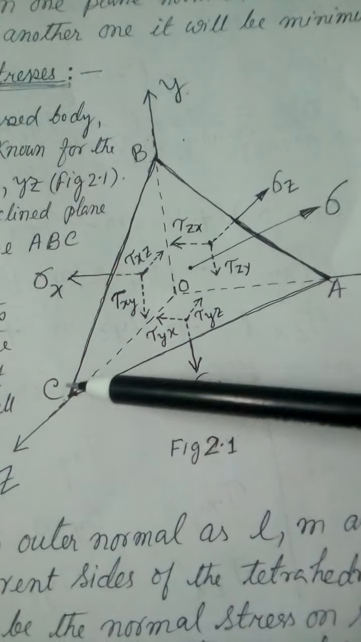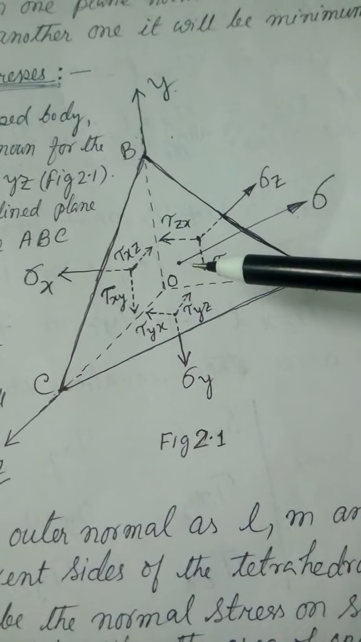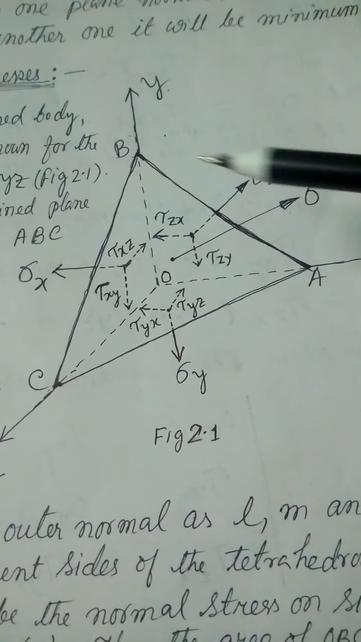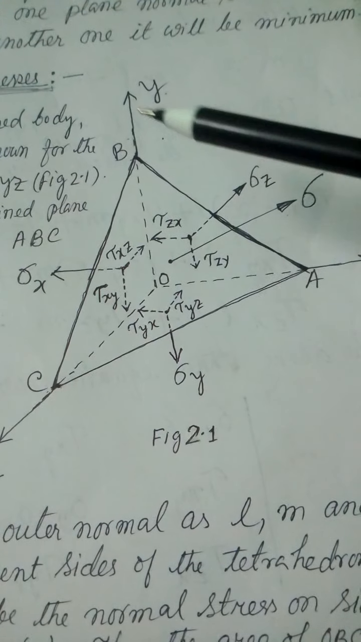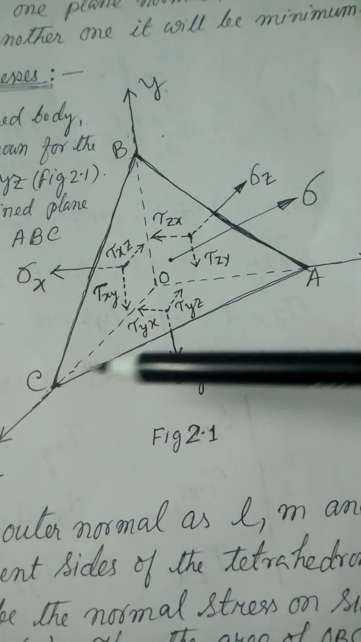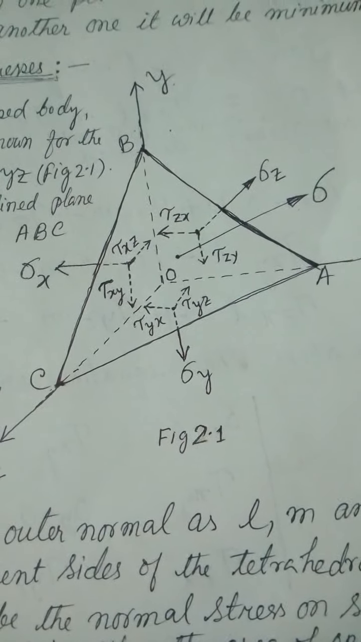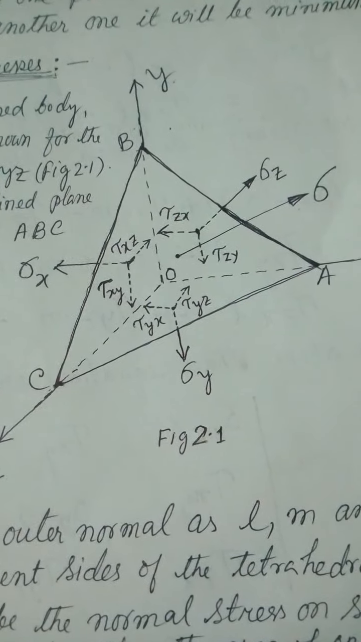This is the face ABC. This is the normal on that plane. The plane is again inclined to this. Okay, you understand that. Let L, M, and N be the direction cosines of this plane. This is perpendicular. So sigma L will be in the x direction, sigma M will be in the y direction, and sigma N will be in the z direction. Okay, this component of this sigma.